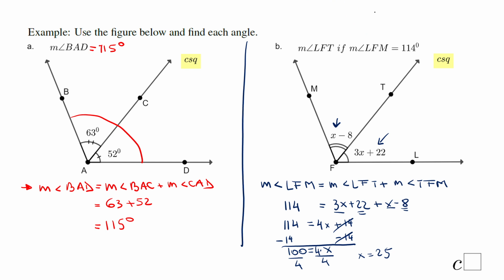Now, don't forget, we need to find the measure of angle LFT. Well, how are we going to do that? We just need to plug in, replace x in the expression that represents this angle. LFT, 3x plus 22, 3 times 25 plus 22, that will be 75 plus 22, and that will be 97 degrees. This is the measure of angle LFT.